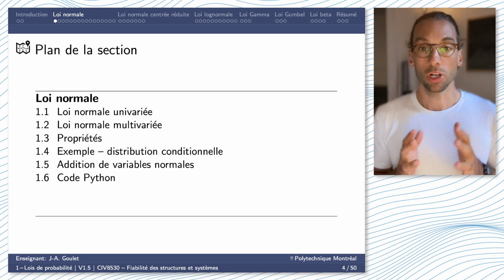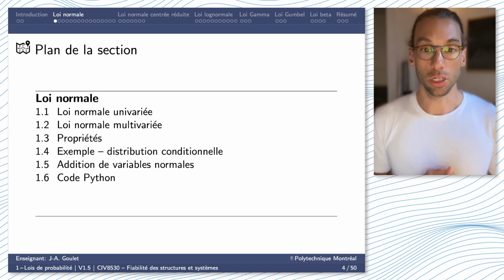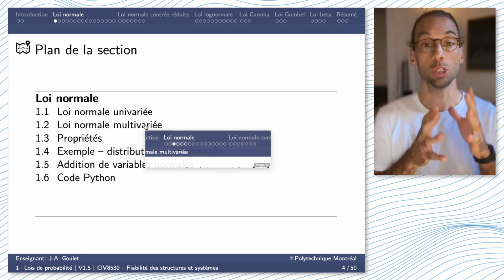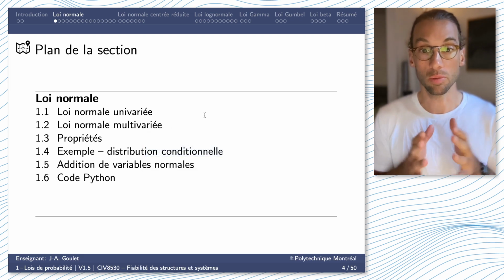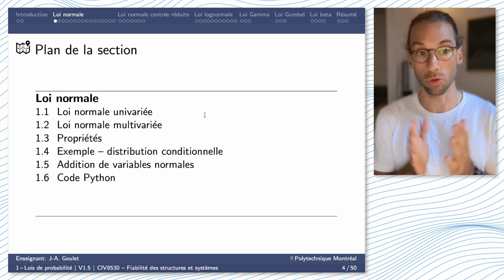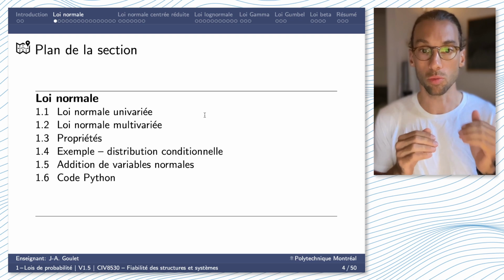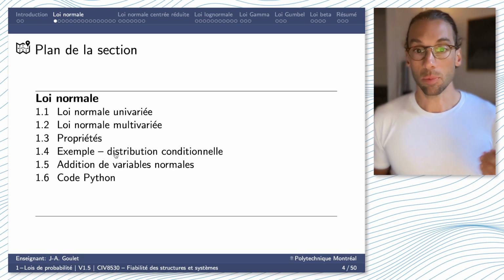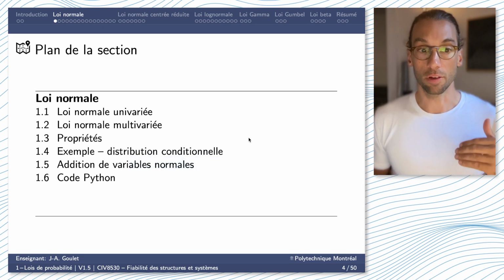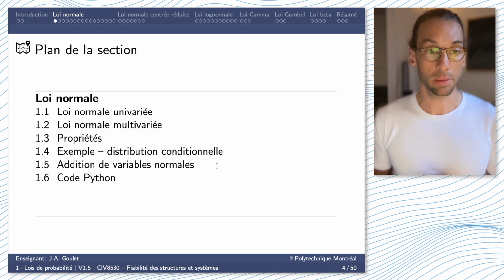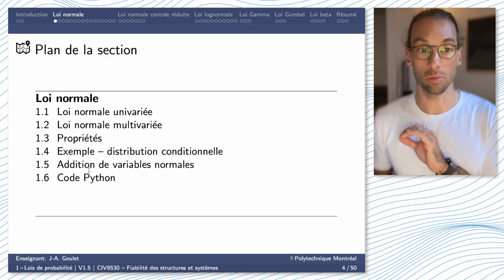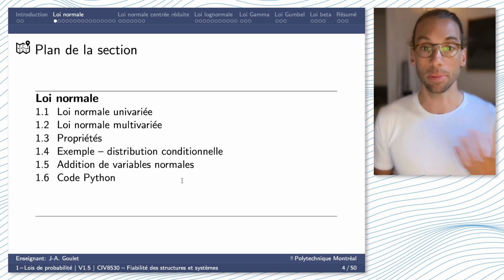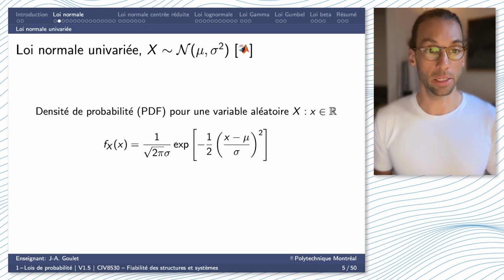So first section, we're going to cover the normal or Gaussian distribution. We're going to look at the univariate case and multivariate case, and the special properties that are extremely powerful for the Gaussian or normal distribution. From now on, whether I use normal or Gaussian, assume these are synonymous. Then we're going to look at an example of application of conditional distribution in the Gaussian case, and then what happens when we add Gaussian random variables. And finally, we're going to see how we can use it with Python.